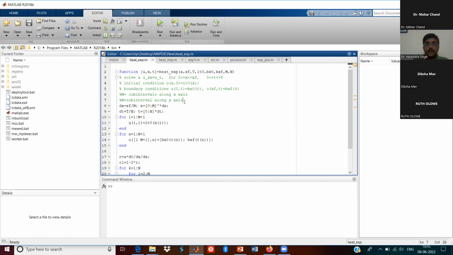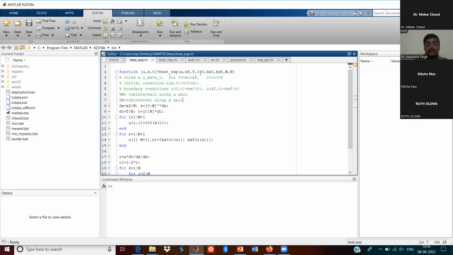So these are what we require for this program. A is the constant, that is, in u_xx equal to u_t, it will be some constant value which will be given in the question, so you can put that value here. And xf means 0 to xf, that is the range of the space variable, and tf means the range of the time variable, the domain in which you are going to solve the given equation.